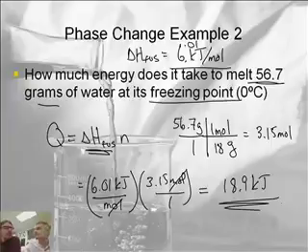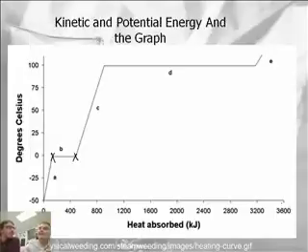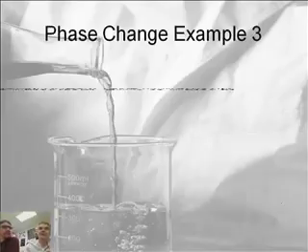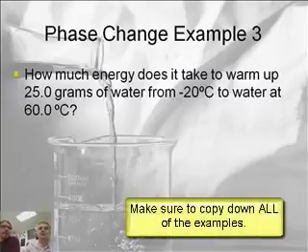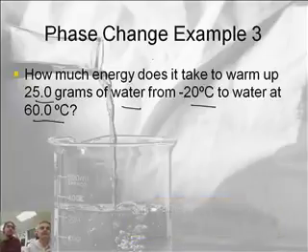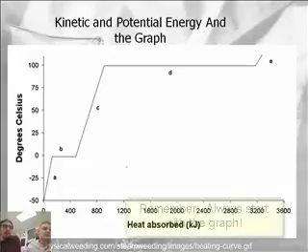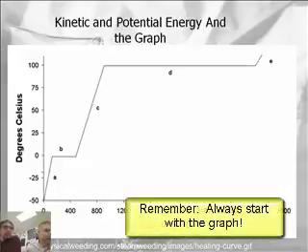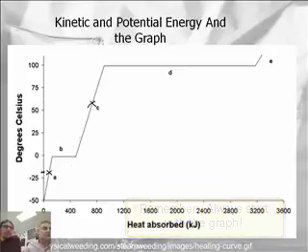I have a hunch we're going to stick those two together next. All right, example 3. Let's make it hard. How much energy does it take to warm up 25 grams of ice at negative 20 to water at 60 degrees? Let's put that on the graph. I'm starting here at negative 20, and we're going up to 60. 60 is here. Oh my gosh.